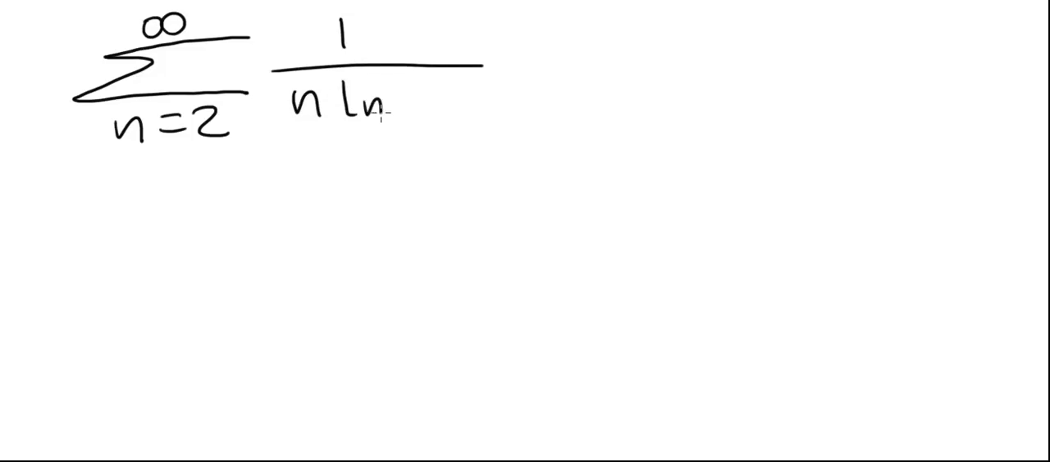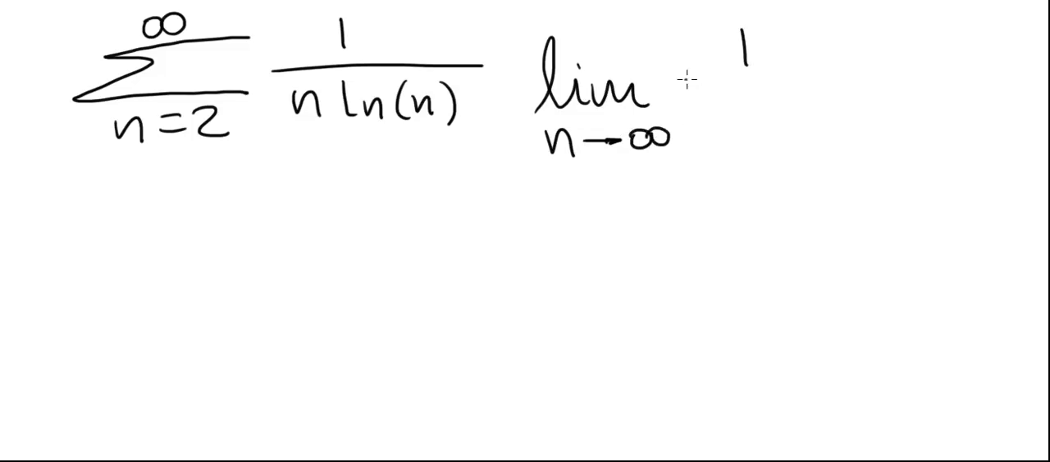We're going to consider the series, the summation from 2 to infinity of 1 divided by n times the natural log of n. We want to know if this series converges or diverges. So first we'll try using the test for divergence, taking the limit as n goes to infinity of 1 divided by n times natural log of n gives us 0. And 0 means the test for divergence is inconclusive. So we have to try something else.